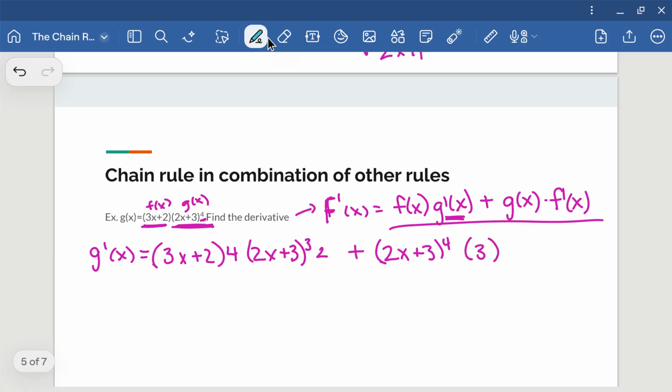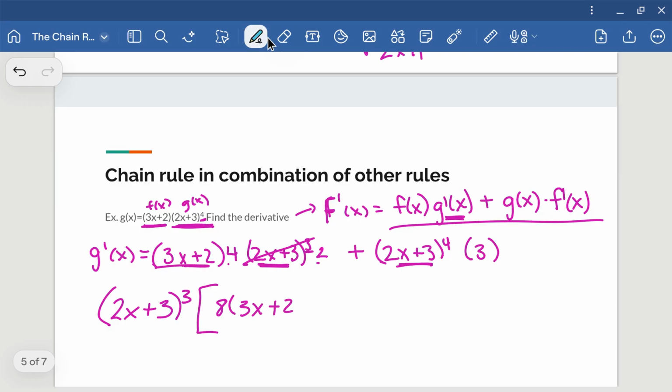So we have that. Now what I can do is simplify within and also recognize here that I do have a common factor of 2x plus 3, and my lowest exponent is 3. So I'm going to take out that (2x plus 3) to the power of 3 and also simplify as I go. So if I take it out from the first part here, this whole thing will go away, and then I'd have 2 times 4 to give you 8, and then 8 times (3x plus 2).